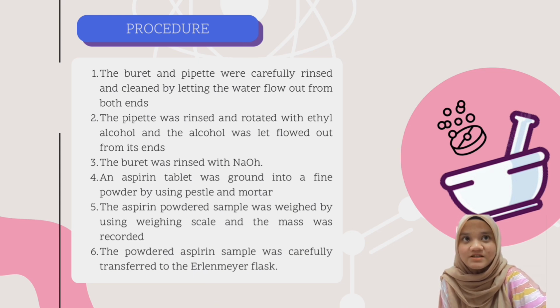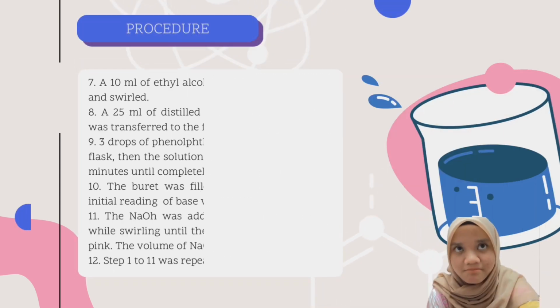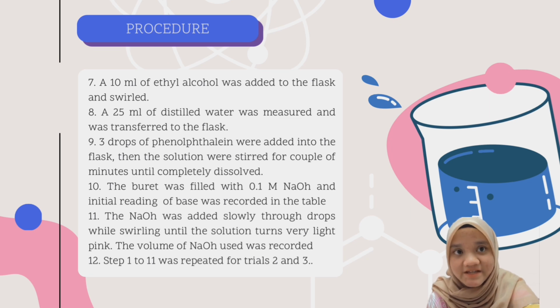The aspirin powdered sample was carefully transferred into the conical flask. 10 ml of ethyl alcohol was added to the flask and stirred. 25 ml of distilled water was measured and transferred to the flask. 3 drops of phenolphthalein were added into the flask, and then the solution was stirred with a stirring rod for a couple of minutes until it was completely dissolved.